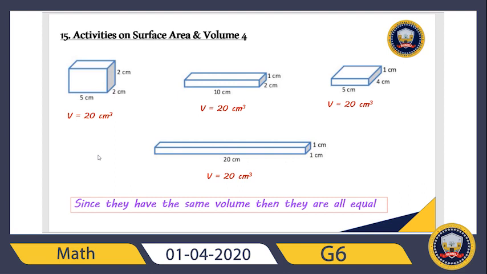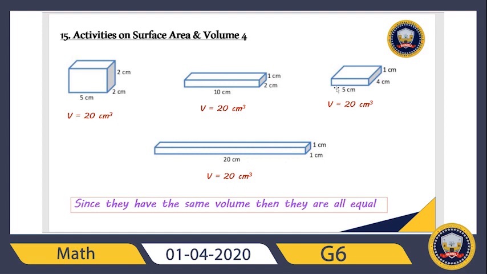Okay, so what is the first step? Of course, I'm going to find the volume for each rectangular prism. I'll start with this one. It is length times width times height, so it is 5 times 2 times 2. 5 times 2 is 10, times 2 is 20 centimeter cubed. Very good. We go to the second one. Length times width times height, that is 10 times 2, which is 20, times 1, that is 20 centimeter cubed.